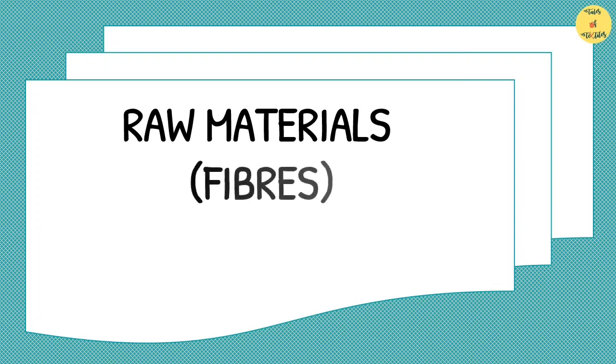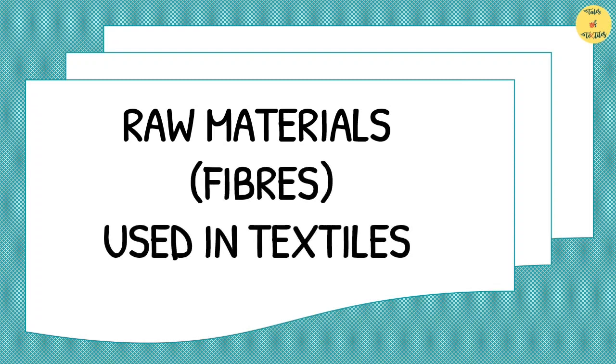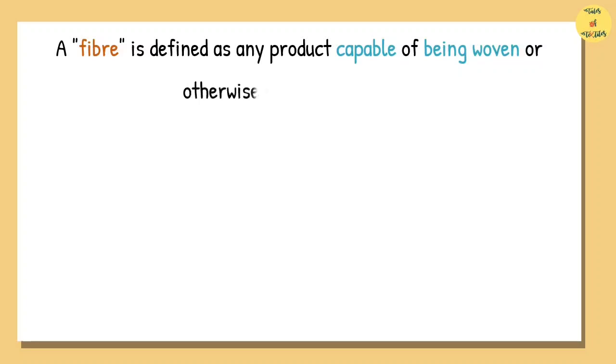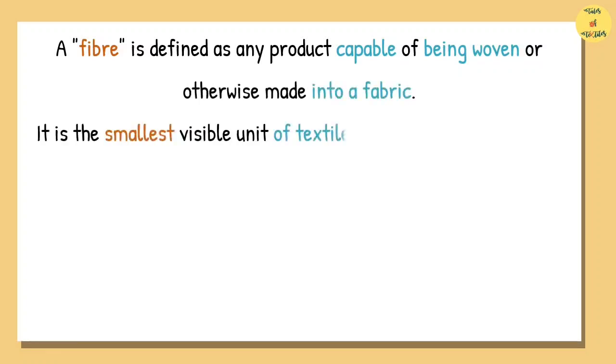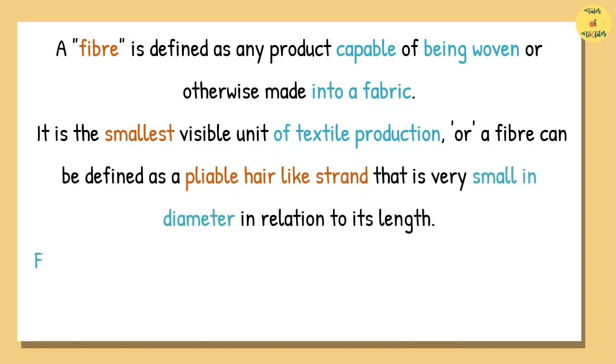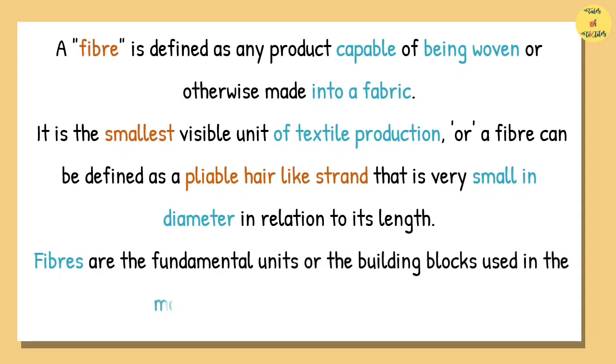Raw materials used in textiles. A fiber is defined as any product capable of being woven or otherwise made into a fabric. It is the smallest visible unit of textile production, or a fiber can be defined as a pliable hair-like strand that is very small in diameter in relation to its length. Fibers are the fundamental units or the building blocks used in the making of textile yarns and fabrics.